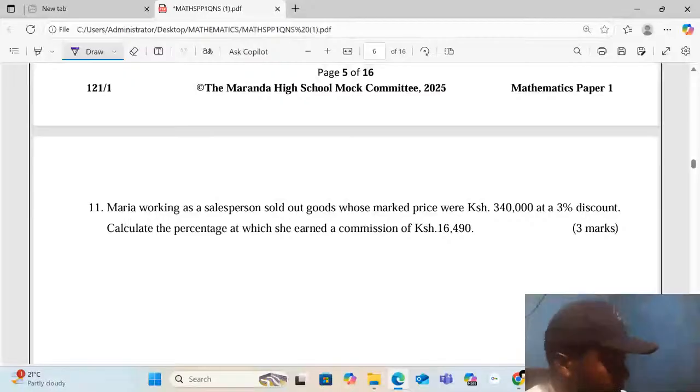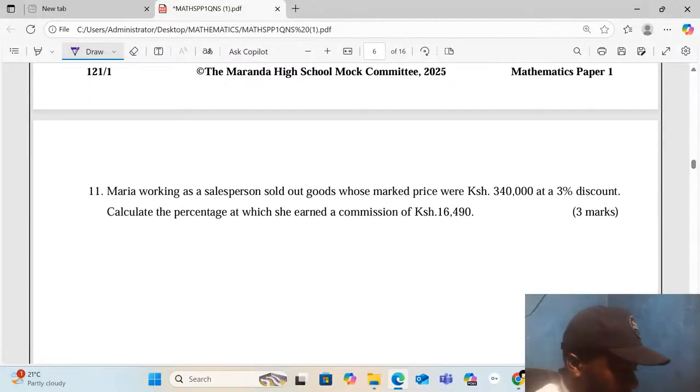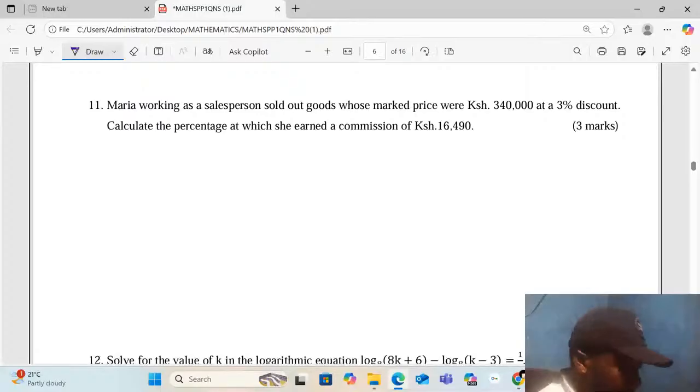Maria, working as a salesperson, sold goods whose market price was 340,000 at a 3% discount. Calculate the percentage at which she earned a commission of 16,490. So we can now start by looking at the selling price.